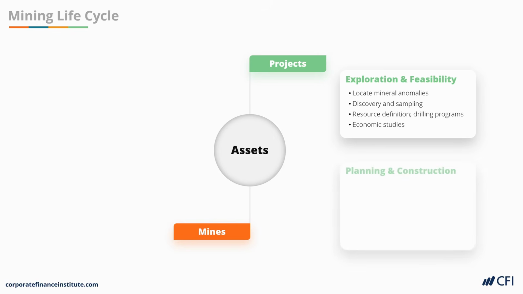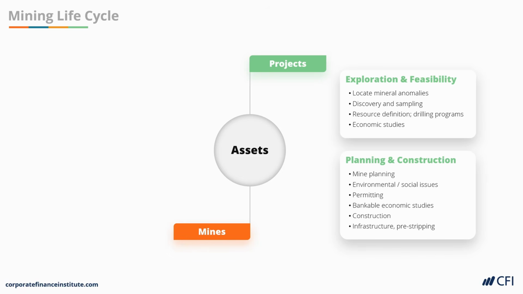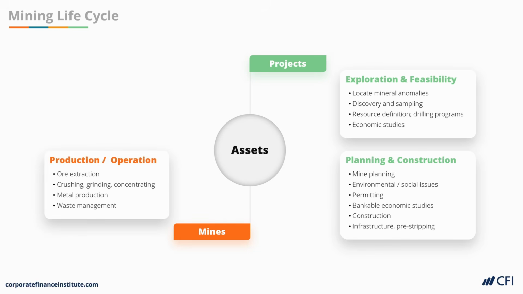From there, projects progress to a planning and construction phase. During these phases, the mine plan is developed, environmental studies are done, permitting is issued, more studies are completed, and construction and infrastructure start to be built. After the planning and construction phase, mines begin operation or production. In this phase, they're actually mining and extracting the ore from the ground, then processing it by crushing, grinding, and producing the various types of metal that are contained in the ground.